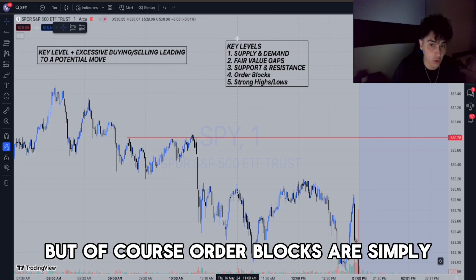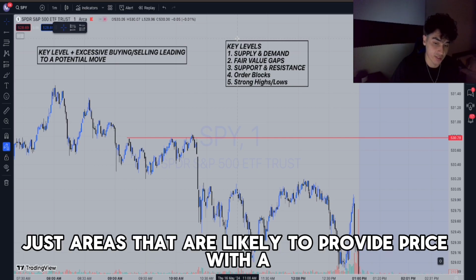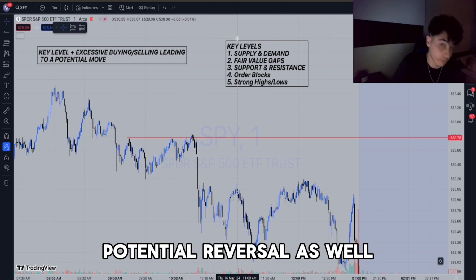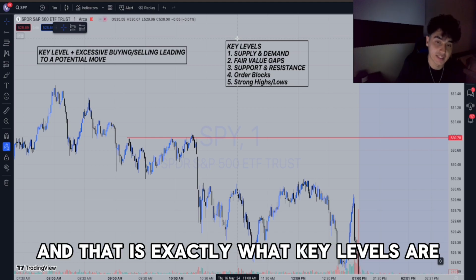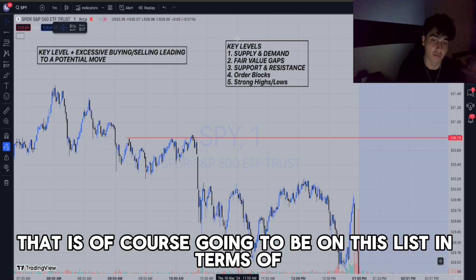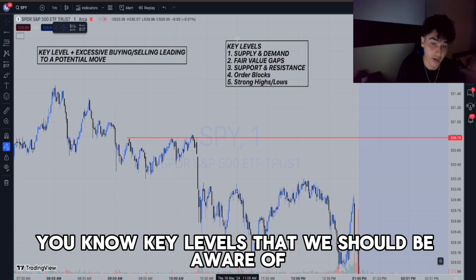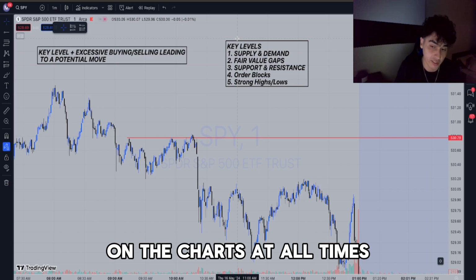But of course, order blocks are simply areas that are likely to provide price with a potential reversal as well, and that is exactly what key levels are. So that is going to be on this list in terms of key levels that we should be aware of on the charts at all times.